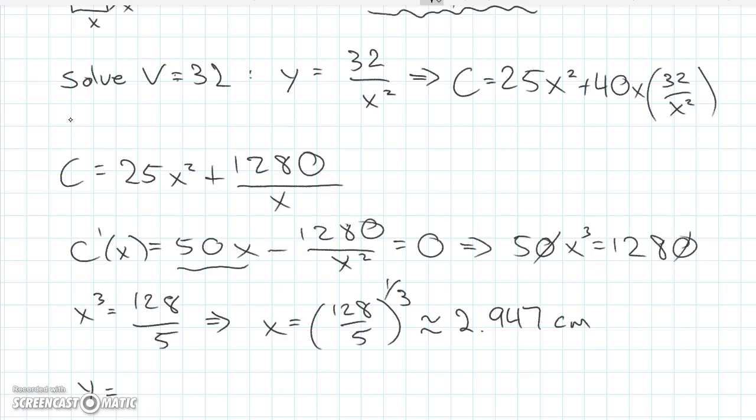So remember, y is 32 over x squared, so that's going to be over 2.947 squared, which is actually 128 over 5 to the 2/3 if you want to be all fancy. But I got 3.684.